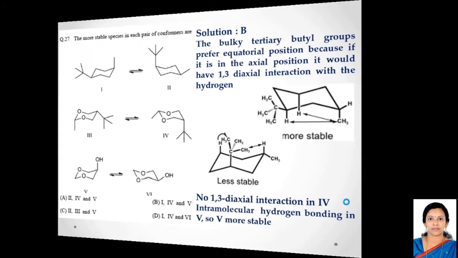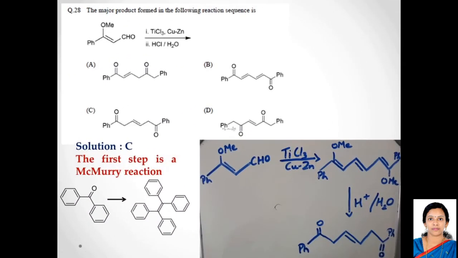Moving on to question number 28. The major product formed in the following reaction sequence. So we have a reactant and two reagents are given. The first reagent is titanium chloride and a copper-zinc mixture. When you look at this, immediately you have to remember that this reagent is a McMurry reaction reagent.